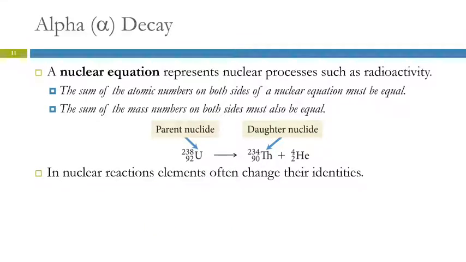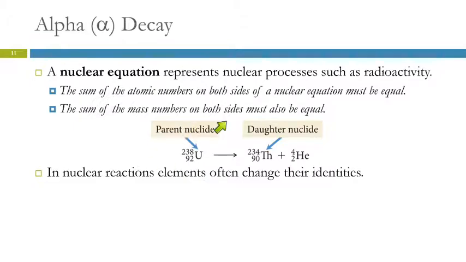We can represent nuclear processes such as radioactivity using nuclear equations. And these look kind of messy and complicated, but they're actually quite simple once you see what's going on. So the sum of the atomic numbers on both sides has to be equal. The sum of the mass numbers on both sides must be equal. In nuclear reactions, elements are often changing their identities, and so we're not balancing by number of uranium atoms or anything like that.